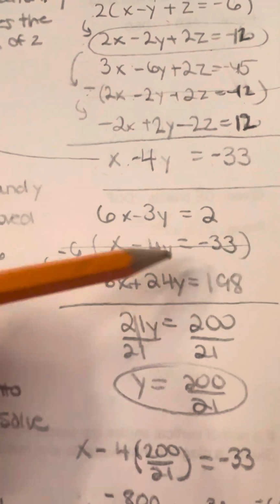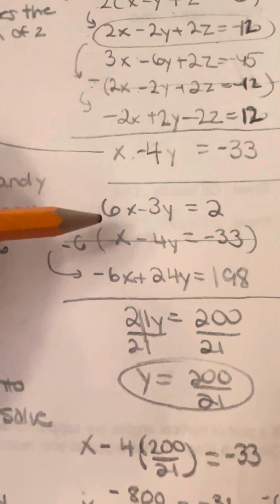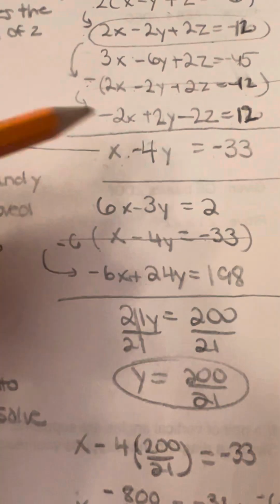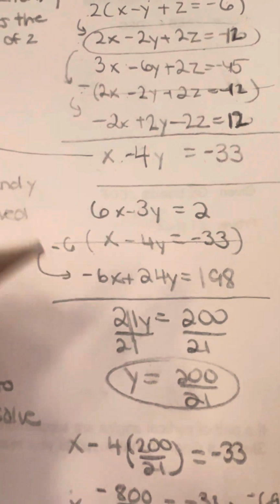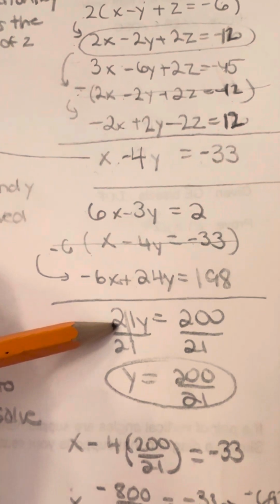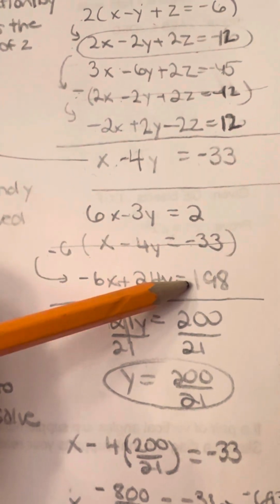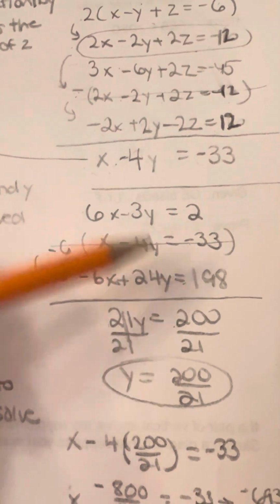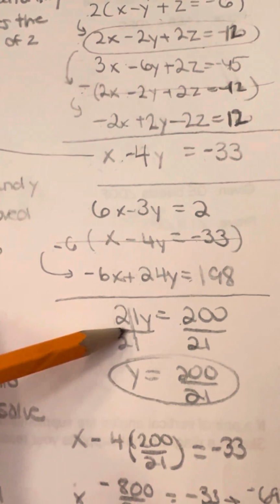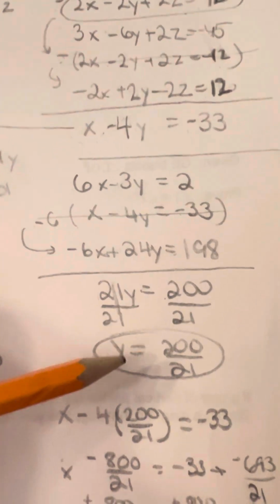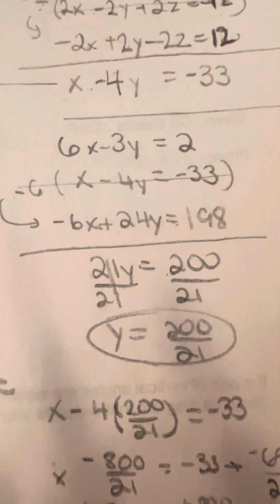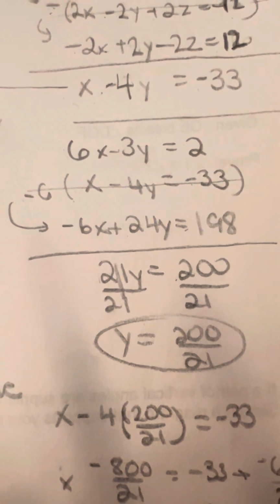Now I canceled that out, just kind of rewrote it. 6 plus -6 gives me nothing. -3y plus 24y gives me 21y. And then 2 plus 198 is 200. Get the 21 out of there by dividing both sides by 21, and you're left with this icky number, which is 200 over 21. So that's your y.